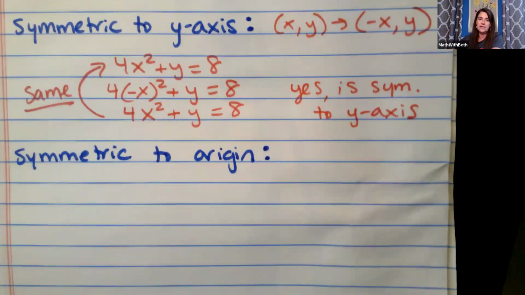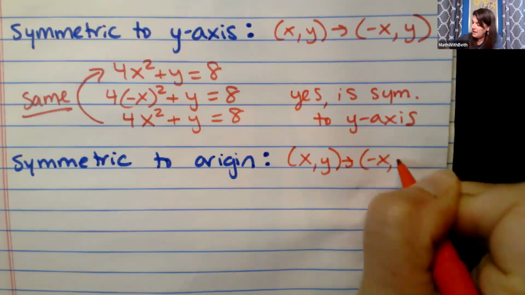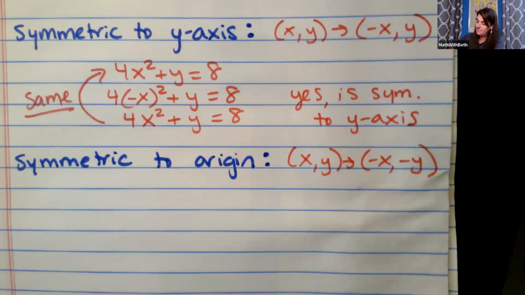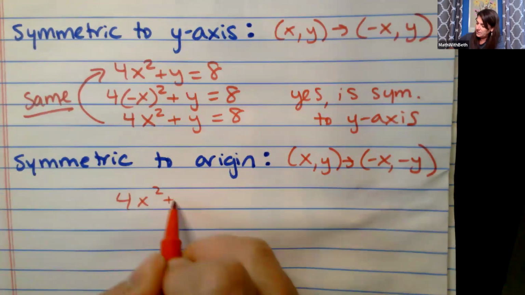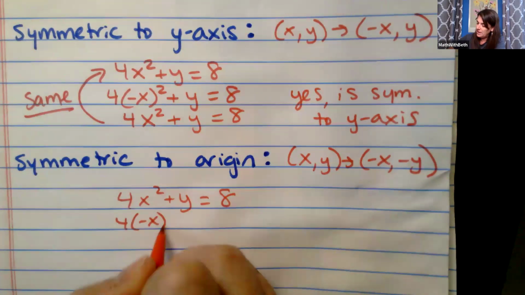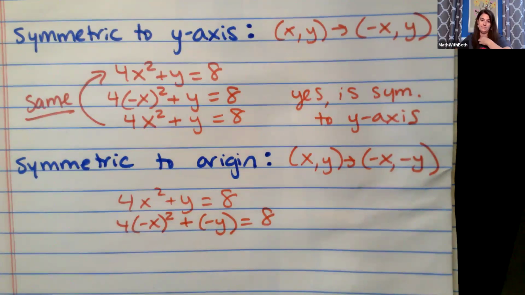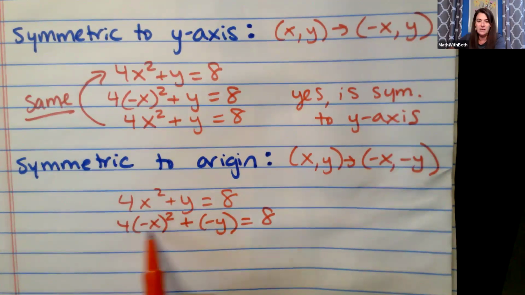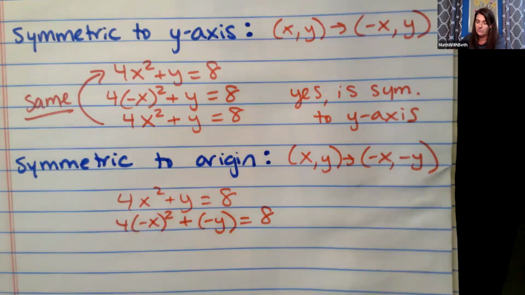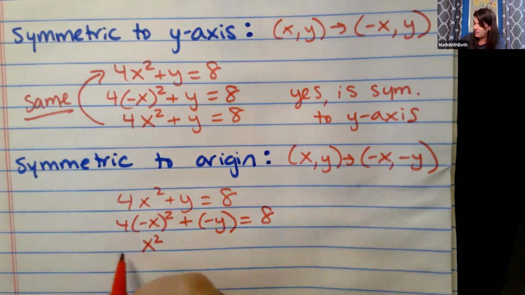And finally, to test the origin, remember we're going to plug in -x and -y and decide. So I'm going to write the original equation again first. And now I'm going to show plugging in -x for x and plugging in -y for y. I put the parentheses here just in case, but it's not really going to be needed. This parenthesis is needed to show that I need to square that -x before I worry about the 4. Squaring a -x just becomes +x squared.